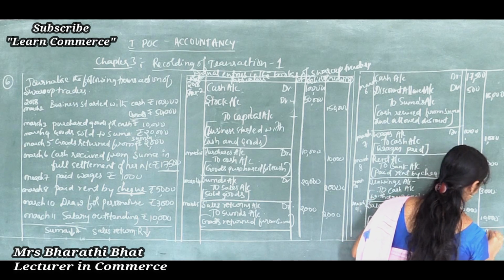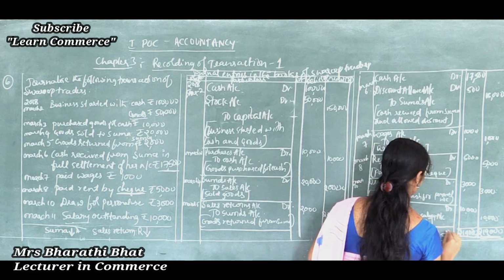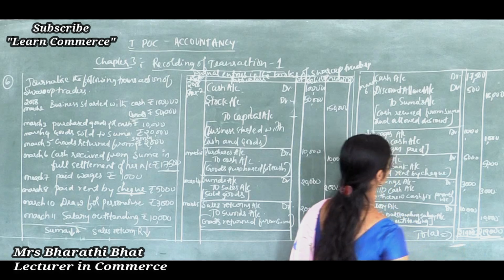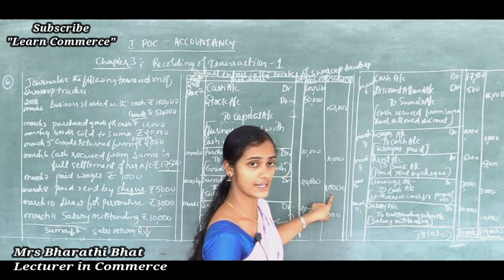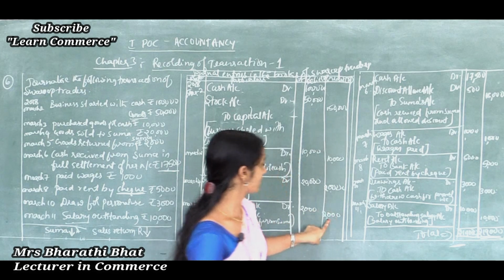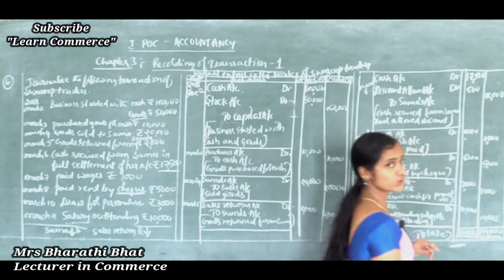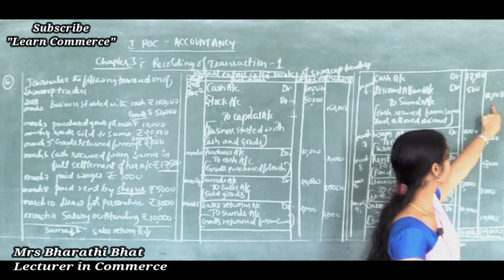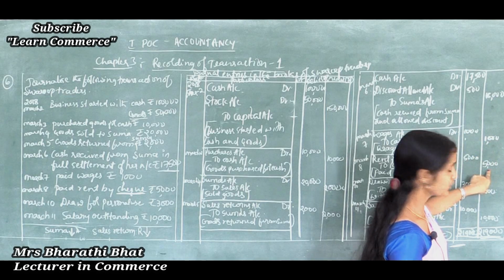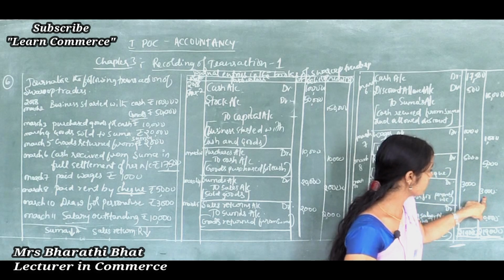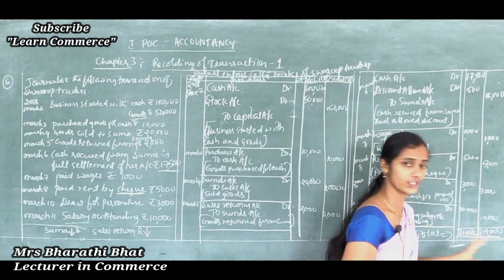Next, totally: 1,50,000 plus 10,000, 1,60,000 plus 20, 1,80,000 plus 2,000, 1,82,000, and here 18,000, 1,82,000 plus 18,000, 2 lakh plus 1,000, 2 lakh 1, 2 lakh 6,000, here 2 lakh 9,000 and 10,000, 2 lakh 19,000 is the total value.